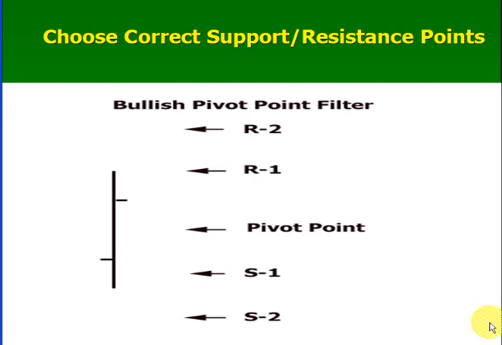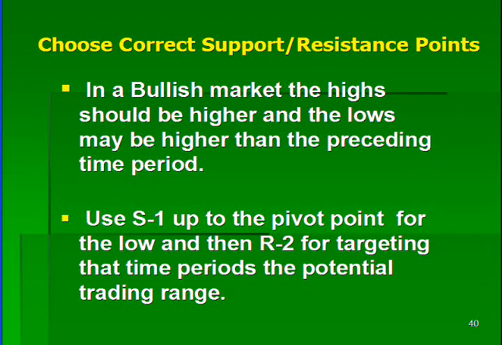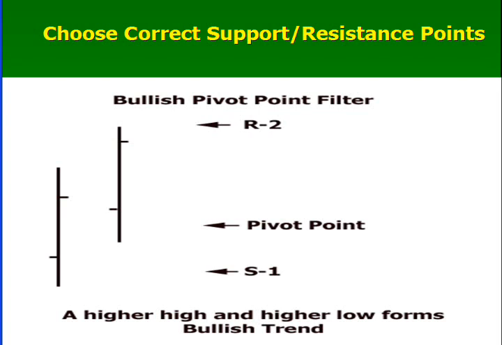If we're bullish, why would we be looking at S2? So in a bullish market, we should be looking at what? Higher highs. The highs should be higher, and the lows hopefully should be higher than the preceding time period. In that environment, I use the S1 up to the pivot point for targeting what might be the low of the given session, and then I'm looking for R2 for targeting that time period's potential trading range. Why is that important to me? Because then I can, if I look at a buy signal and I get a trigger to go long sometime during the course of the day, I know that the market's only going to go so far in that given time period, and it'll help me to target a profit potential at resistance for that given time frame.